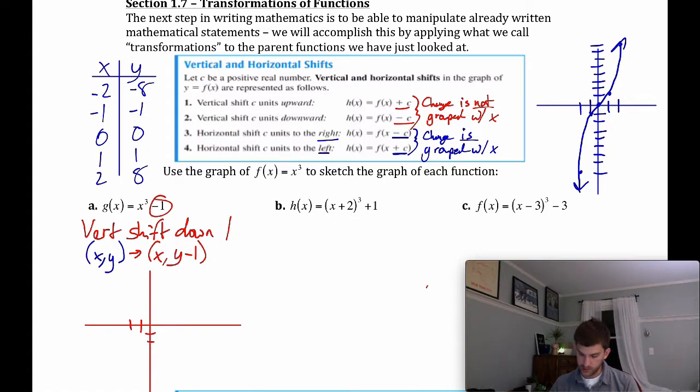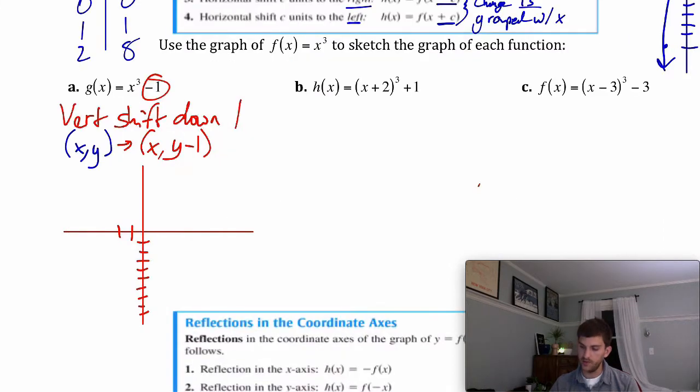So we'll do 1, 2, 3, 4, 5, 6, 7, 8, 9. I'm off the graph. Let me go there a little bit. So (-2, -9) is approximately there. Then instead of (-1, -1), we're going to subtract 1 from the y value, so we'll be at (-1, -2).